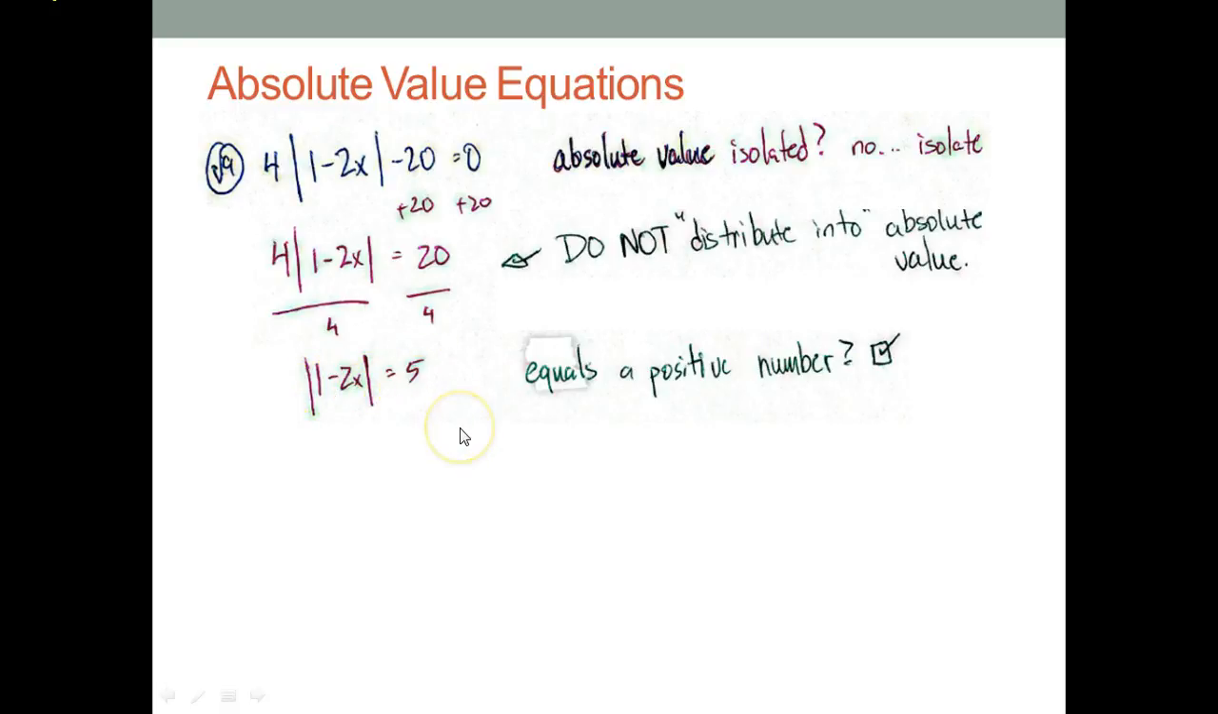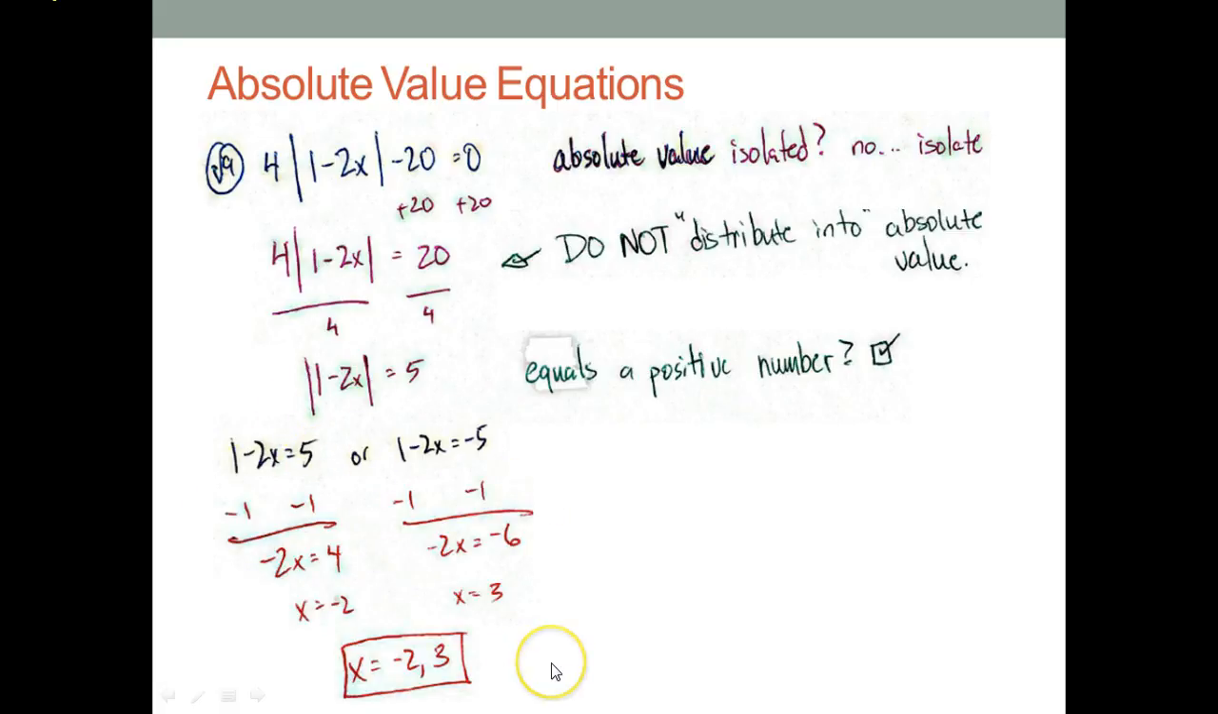It equals a positive number, so I can keep on going. If it equaled a negative number, no solution, I stop immediately. All right. Boom, here I go. I have it equal positive 5 and negative 5. Ironically, I have the same answer, but still you see the steps are the same. I'm isolating for x. And I have x is equal to negative 2 or positive 3.